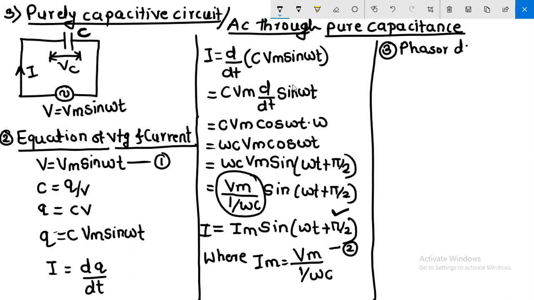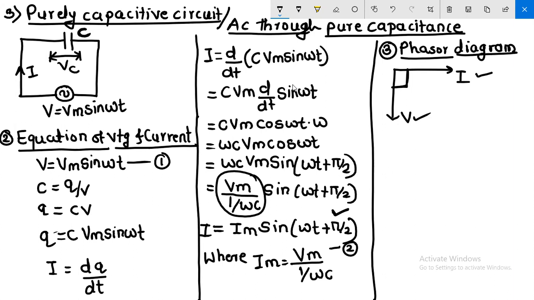I will draw the phasor diagram here for the purely capacitive circuit. What is that phasor diagram? See, this is my phasor of current, this is my phasor of voltage, and the angle between these two is nothing but the 90 degree. What can you say? So in the purely capacitive circuit, current leads the voltage by how many angle? By the 90 degree.